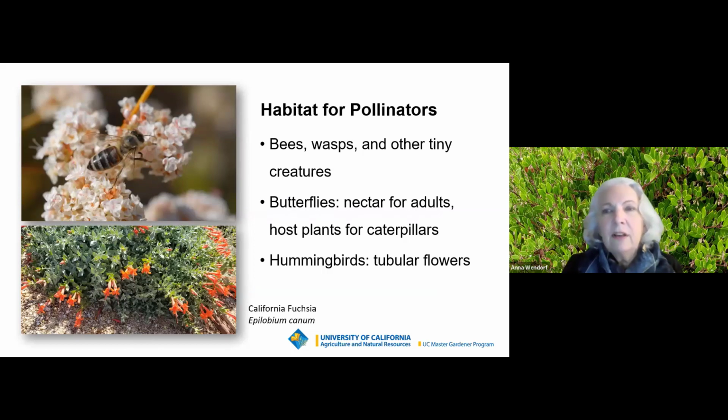Now, many of you answered on the survey that you're very interested in providing a habitat for pollinators. Bees and wasps are the most visible pollinators that we have, but there are many other much smaller pollinators that are native to our area. We have to support all of these pollinators, not just the honeybees that are actually imported from Europe. We want to support the butterflies, which are in decline right now. We have to give them nectar for the adults, but we also have to give them host plants for caterpillars.